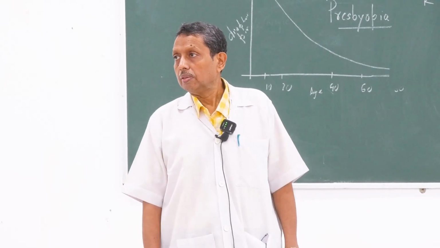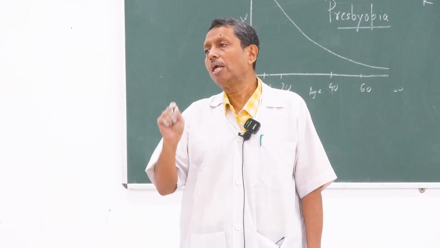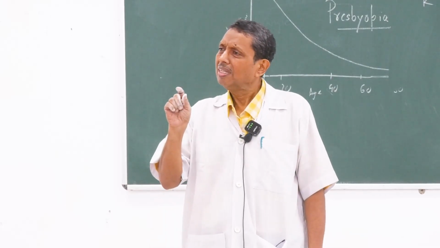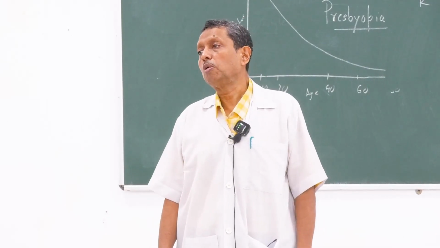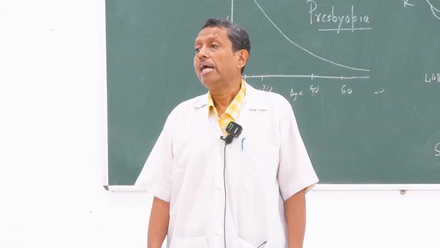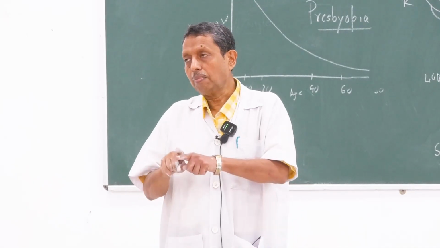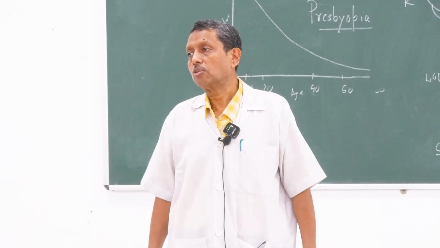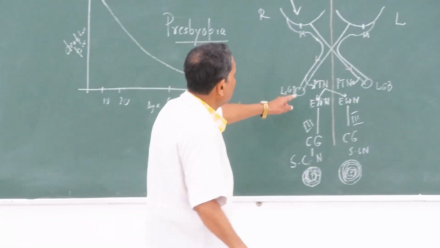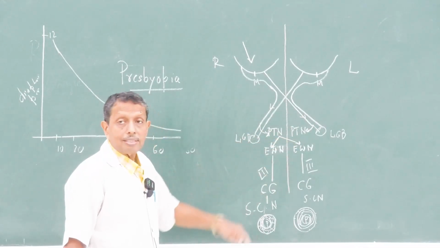But Argyll-Robertson pupil is also seen even today due to some vascular lesion in the midbrain at the pretectal region. Then in that case, the Argyll-Robertson pupil can be seen: loss of light reflex, but retention of the accommodation reaction, because there are some differences in the pathway. The pretectal nucleus is on either side, from both sides.